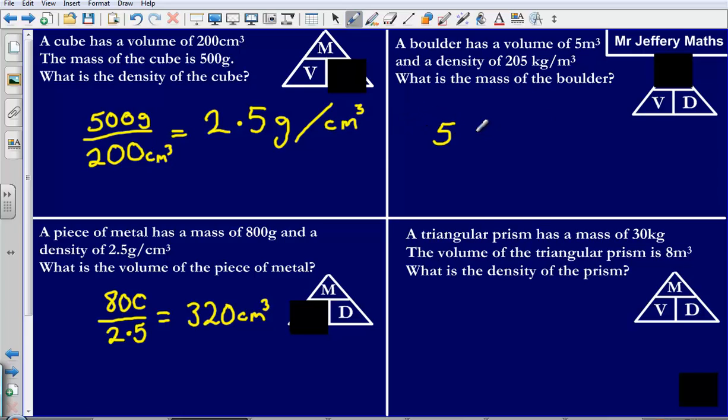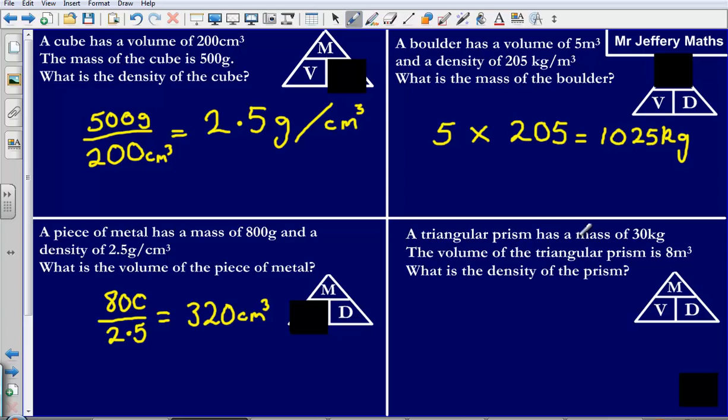So I'm going to take my volume, which is 5, and multiply it by my density, which is 205. So what is the mass going to be? Well, 5 multiplied by 205, that's going to give me 1,025, and I'm dealing with mass now. So 205 kilograms per meters cubed, we had 5 meters cubed, so it's going to be 1,025 kilograms.